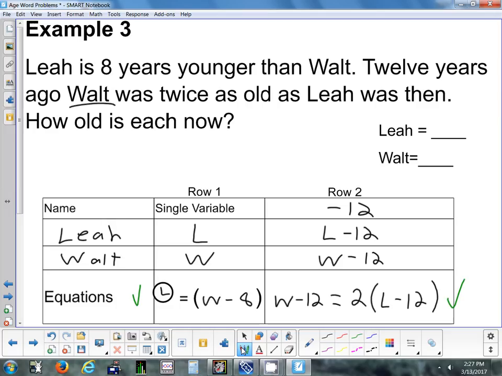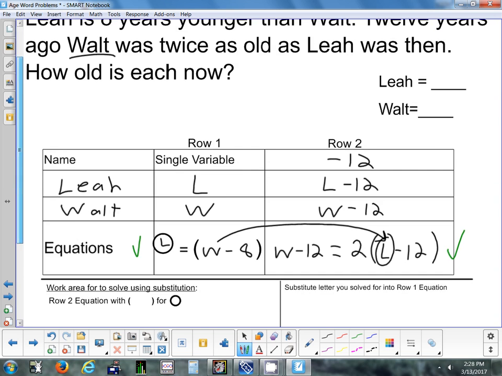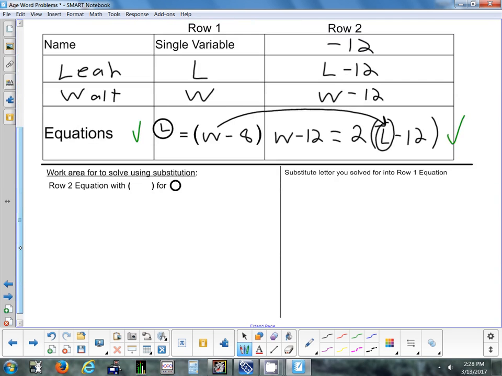What are we going to change in that second equation? What letter are we going to plug in for? L. And what are you going to plug in for it? Yeah, we're going to fill in W minus 8. Okay, so can somebody give me that new equation, just plugging in what I just did for L? How's it going to look? Ashley?